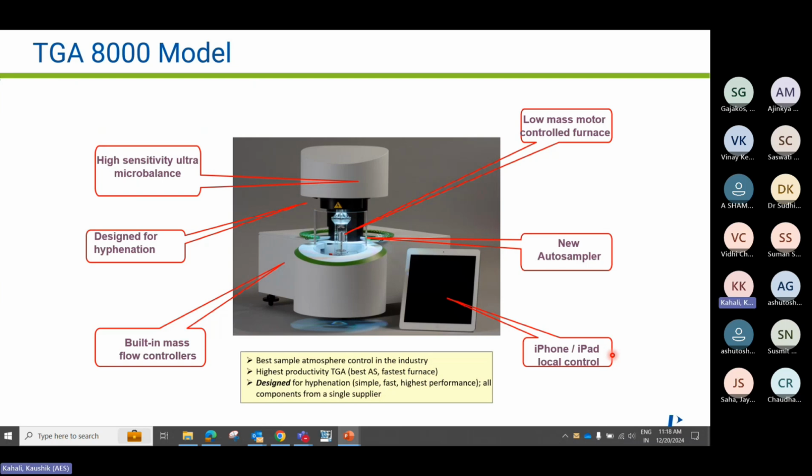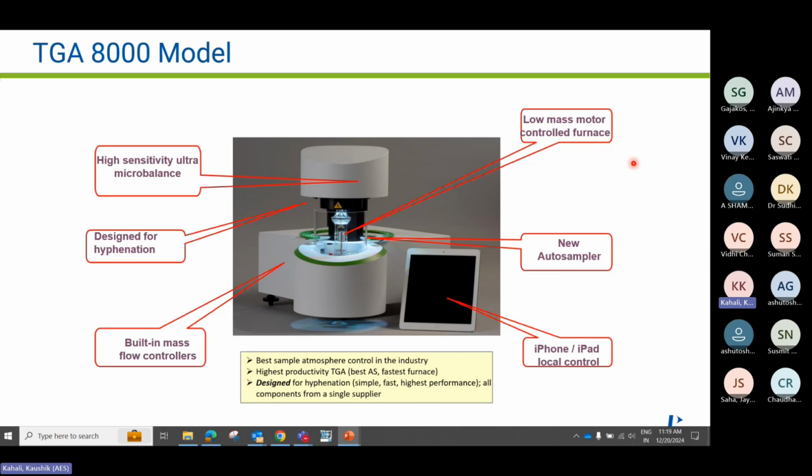The model we have supplied here is called the TGA 8000, which has a high sensitivity ultra micro balance. In TGA we are measuring the weight loss, and that weight loss is measured using a micro balance which is built into the system. Different models use different kinds of balance, but in the TGA 8000, we are using a highly sensitive micro balance.